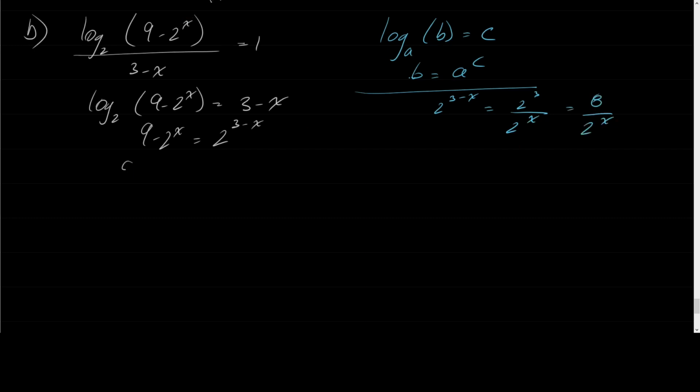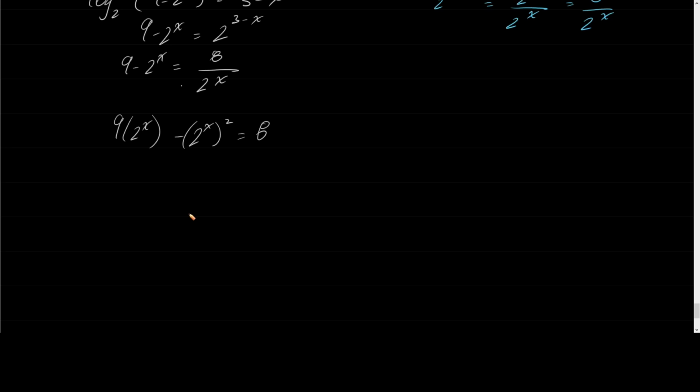So let's write that. So I have 9 minus 2 to the x is equal to 8 over 2 to the x. I'm going to multiply both sides by 2 to the x. So I have now 9 times 2 to the x minus 2 to the x squared is equal to 8. Again, I just multiply both sides by 2 to the x. Putting everything on the same side, and I'm going to move everything to the right side. So I'm going to have 0 is equal to 2 to the x squared minus 9 times 2 to the x plus 8. Right? And that's equal to 0.